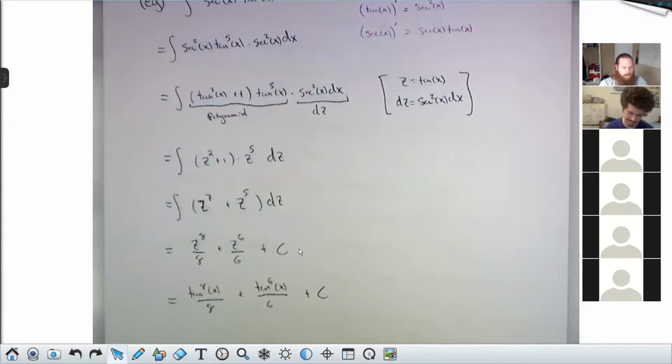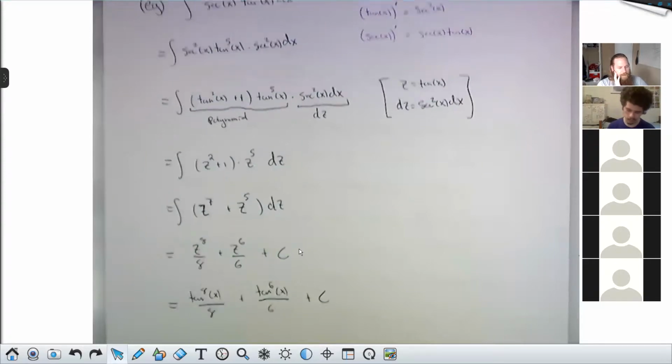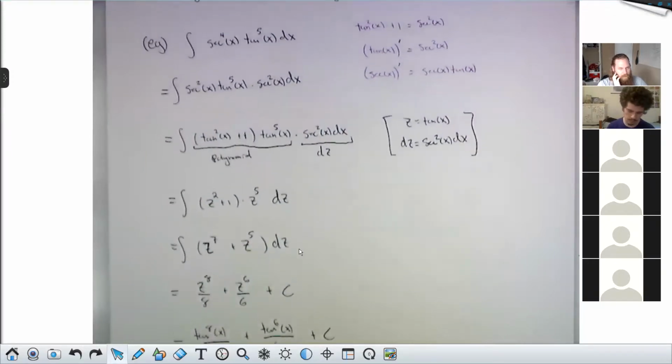Does anybody see another way we could have attacked this problem? Integration by parts, again, IBP maybe. It is a product, so we could try, but it's not going to be super easy. Does anybody see another way, kind of in the spirit of the things we're doing, that we could have attacked this?